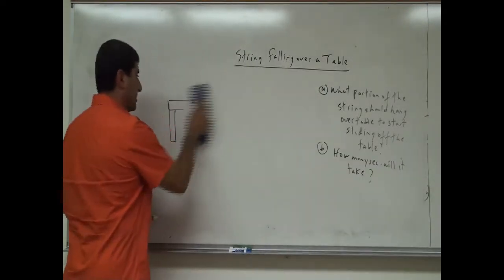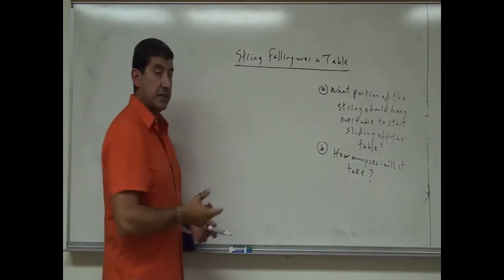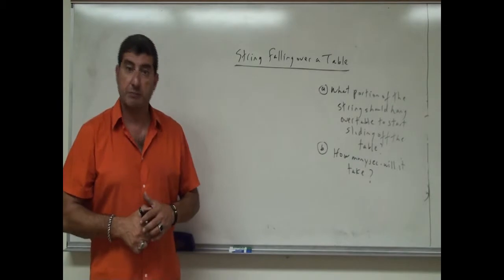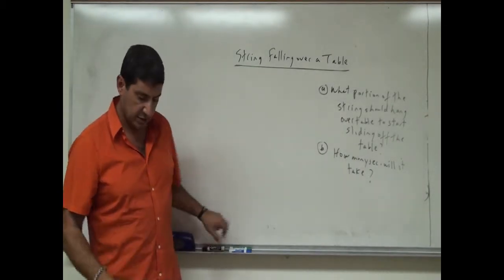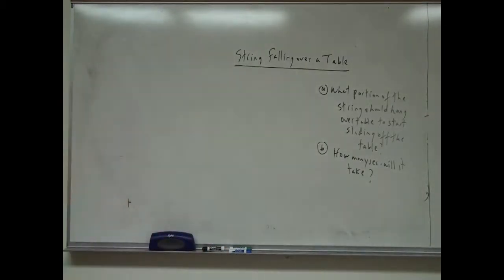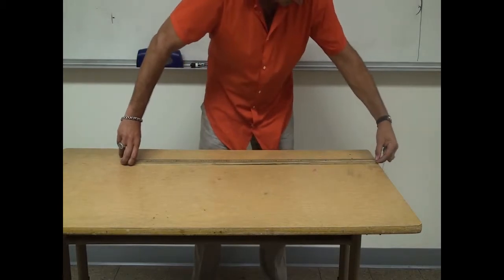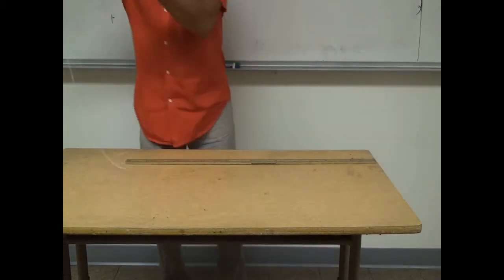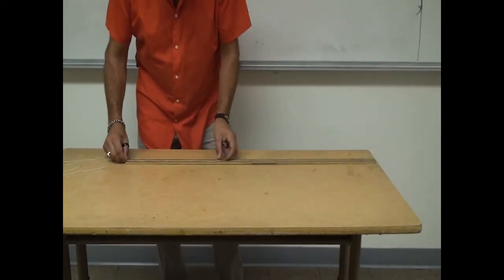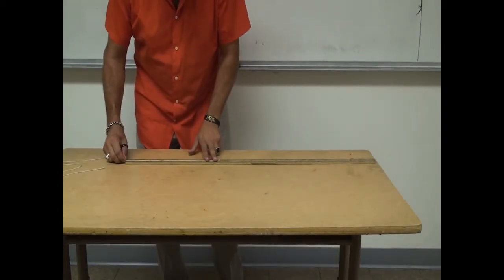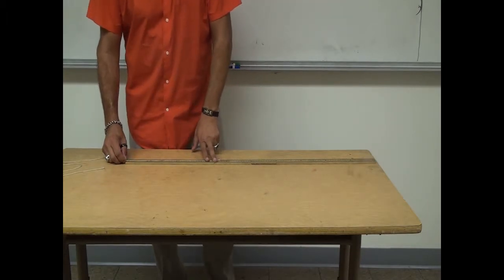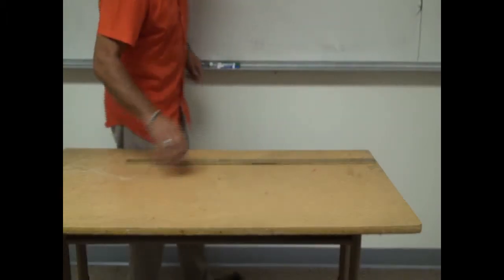First, just measure the length of my string. And then the next thing I'm going to measure is the coefficient of static friction between my string and the table. So let's measure the length. This is 1 meter of the string, and then from there, I'll measure the rest of the string. That's going to be 37 centimeters. So about 1.37 meters.